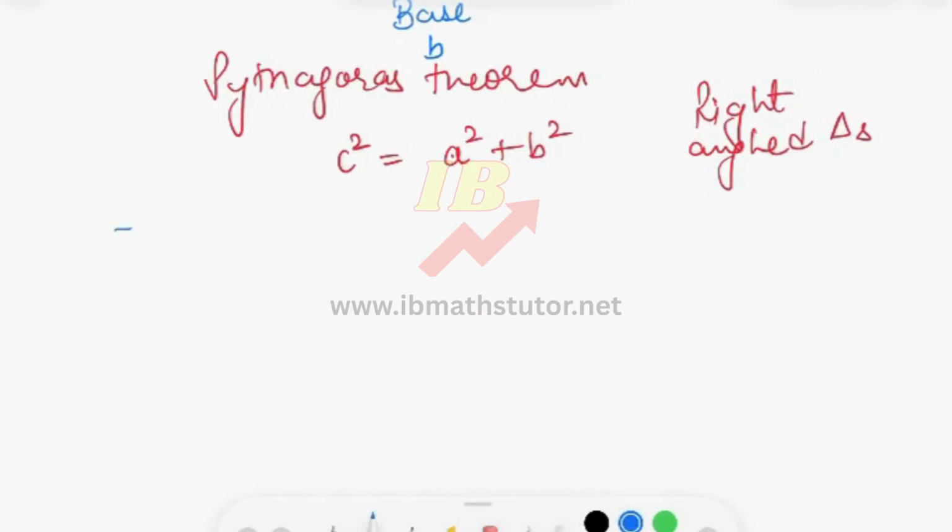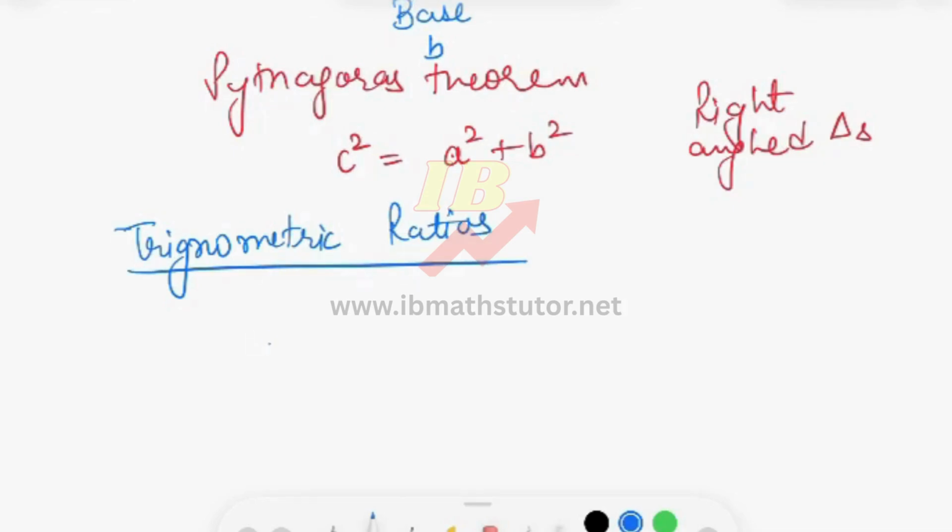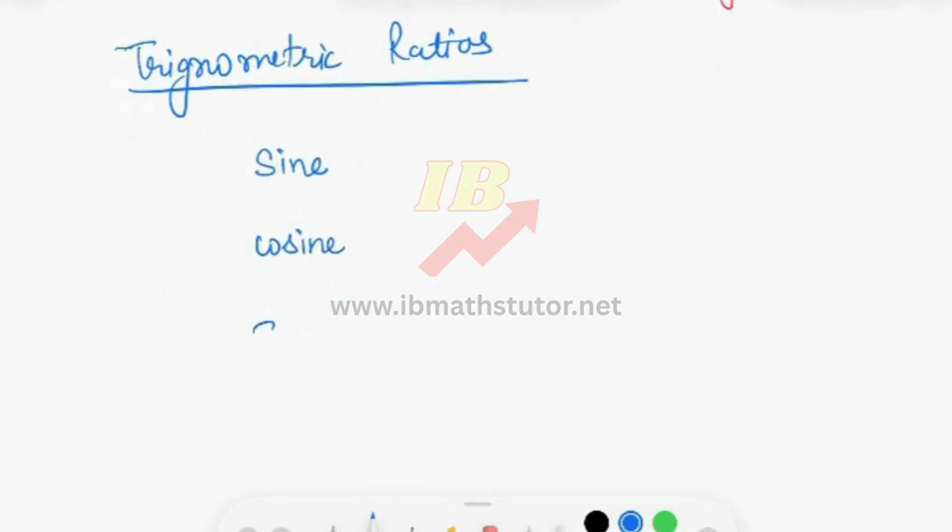Now let's try and understand what the trigonometric ratios are. We have three ratios here. One is called sine, next is called cosine, and next is called tangent. We can write them as sin, cos, and tan. So what is the exact meaning of this?